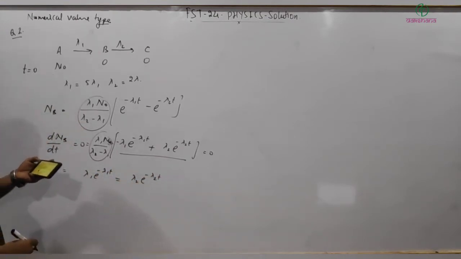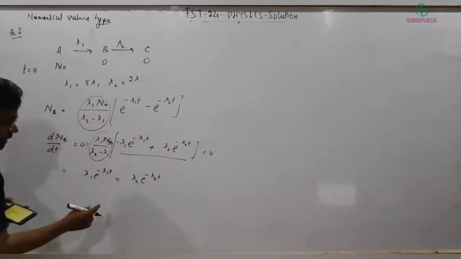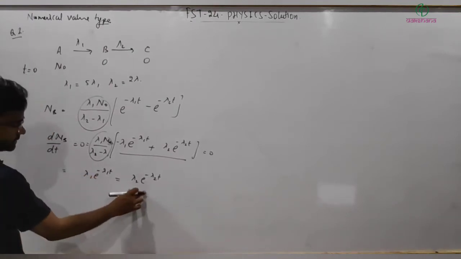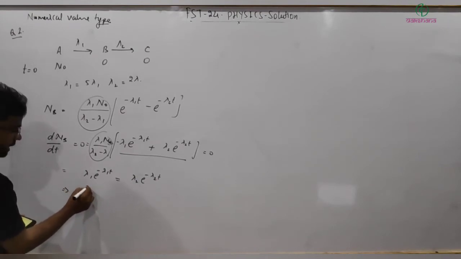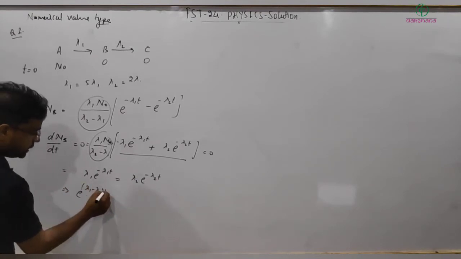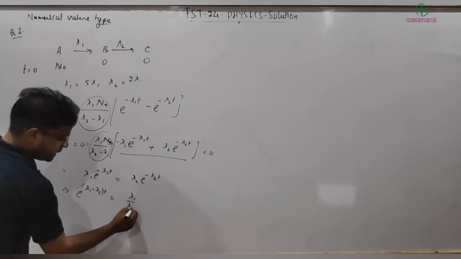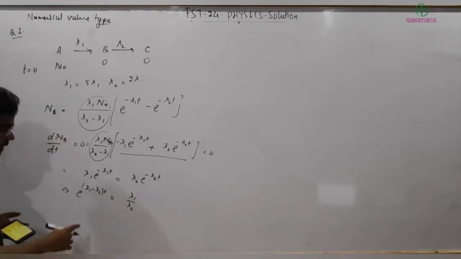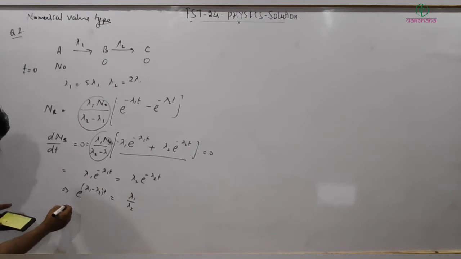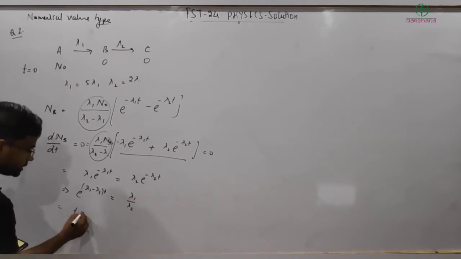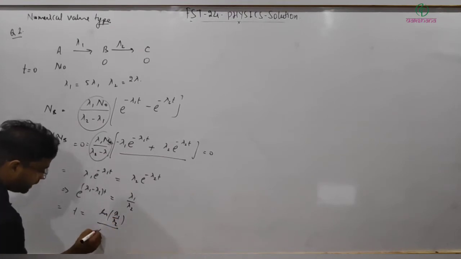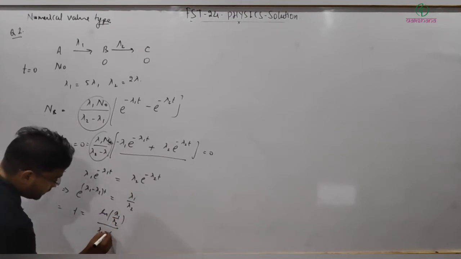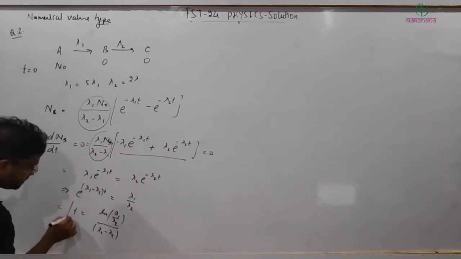And it's okay, then I can take it this side, so it will be equal to how much? It can be written as e raised to power (lambda 1 minus lambda 2) into t equal to lambda 1 by lambda 2. It can be rearranged in this form, and then taking ln of this, we are getting t is equal to ln(lambda 1 by lambda 2) divided by (lambda 1 minus lambda 2). This will be the time.